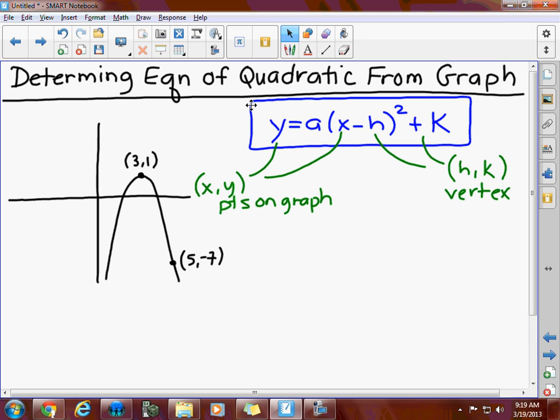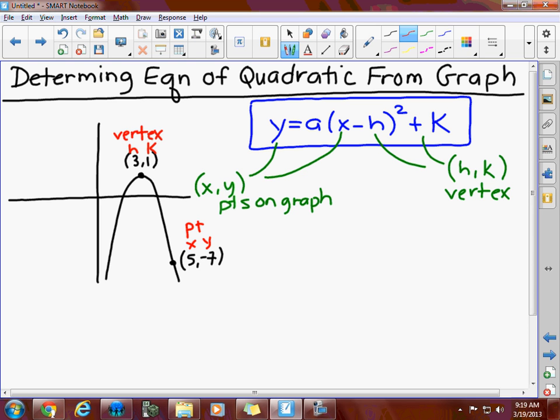So if I was to look at this, a good way to set this up is to actually write down the information that we know. Right here, this point up here is my vertex, and the 3 stands for the h, the 1 stands for the k, and this is just the point that's on the graph with the xy. Now we're going to break this down into slower steps so we can actually see how things are going in.